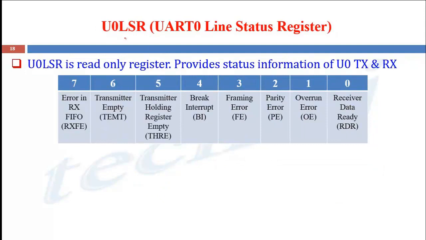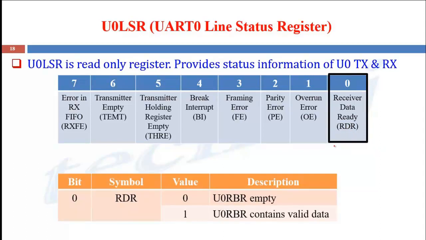Next register is U0 LSR, which is the UART 0 line status register. It is a read-only register which provides the status information of UART 0. Now the 0th bit is the receive data ready bit, which acts as a flag bit of reception. When this bit is 0, U0 RBR is empty, and when this bit is 1, U0 RBR contains valid data which the CPU can read.